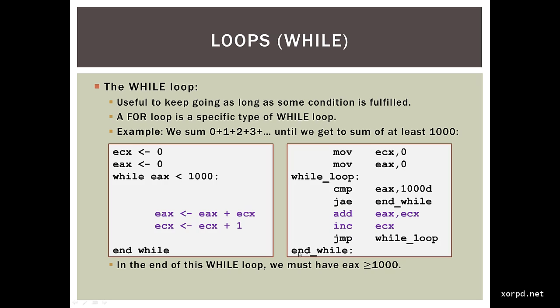We also have this end while label, which allows us to jump outside the loop using the check of the condition. One thing important about this example is that in the end of this while loop that we have here in the example, we must have that EAX is greater or equal than 1000, which is actually the inverse of the while condition.